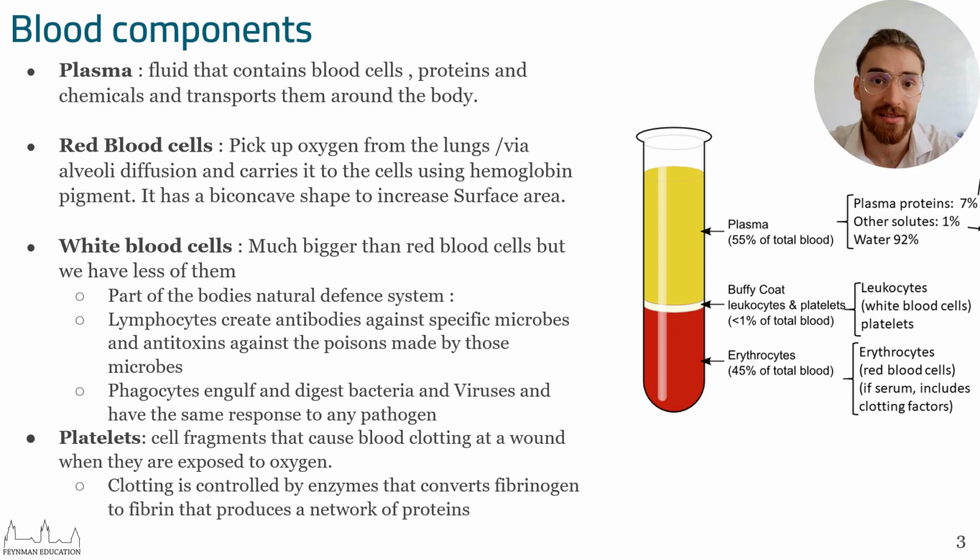And then you have platelets. Now what platelets do is they cause your blood to clot when you are cut. Once exposed to oxygen, these platelets sort of branch out and form a mesh, and that stops your blood from leaving your body really, and it's going to form that blood clot.